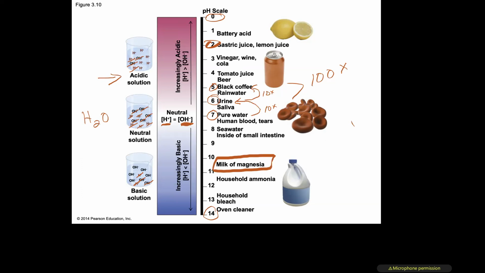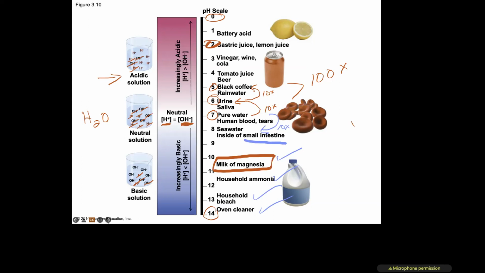So let's go the other way on the scale. As you head up the scale from pure water to seawater, boom, it is going to be 10 times more basic. I don't know if you've ever been out to sea, but drinking seawater is not good. Oh my God, it is terrible. So what else do we have on the basic side? Milk of magnesia, ammonia, bleach, oven cleaner. The inside of your small intestines is basic. And so just know it's on a logarithmic scale of 10. It's really important. You've got to know your logarithmic scale.